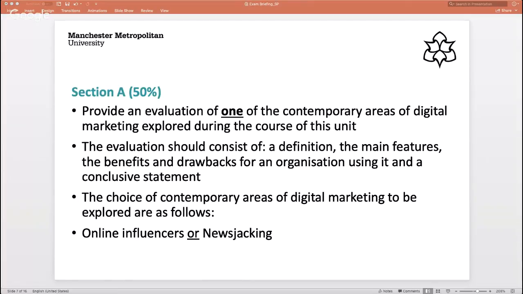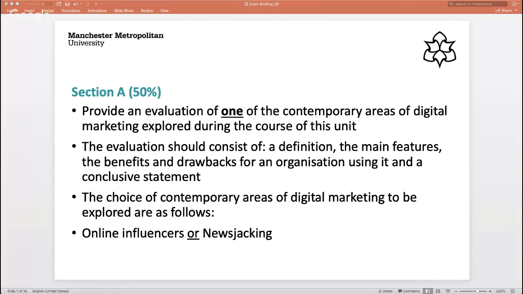So looking at this straight away, you can see that you're going to have to find a definition for online influencers or newsjacking. So for example, if you pick online influencers, how would you define an online influencer? We're going to want you to go to a textbook or a really credible industry source such as the Digital Marketing Association or the CIPR and get a definition of what an online influencer is. How is an online influencer different than someone who's just good at the internet? So we're going to be looking for that.